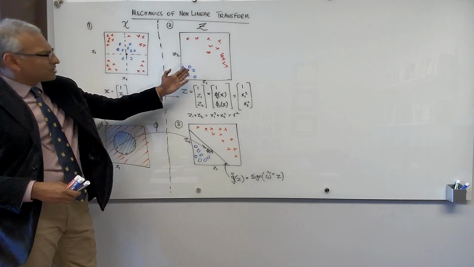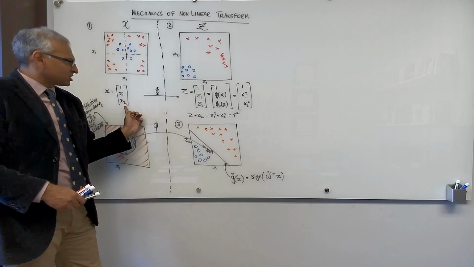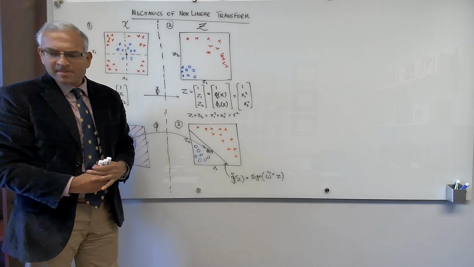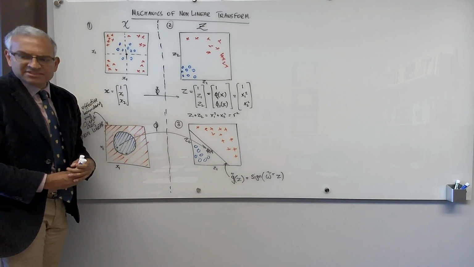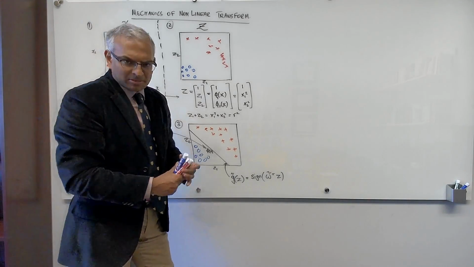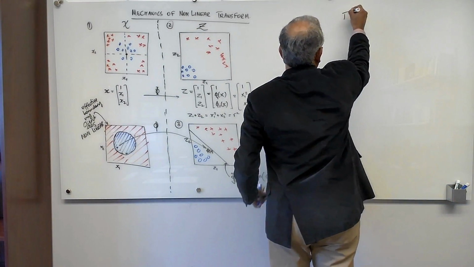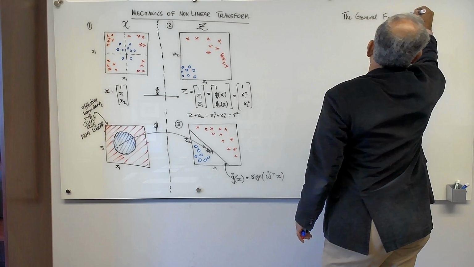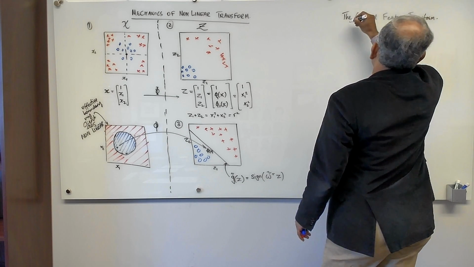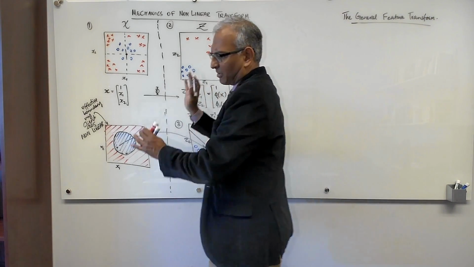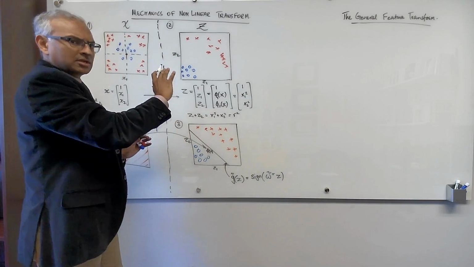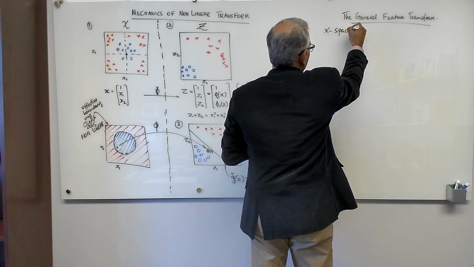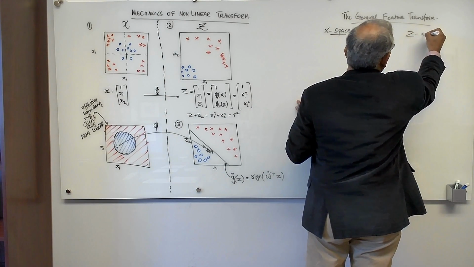Now, you will note that in this whole process, the only thing I transform is the features. x1, x2 goes to z1, z2. The color of the points stayed the same. So let me summarize these mechanics. The general feature transform. I'll separate out in my summary what's going on in the x space from what's going on in the z space. So this is the x space, and this is the z space.